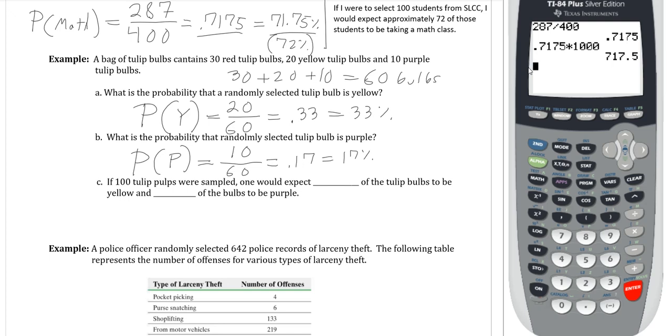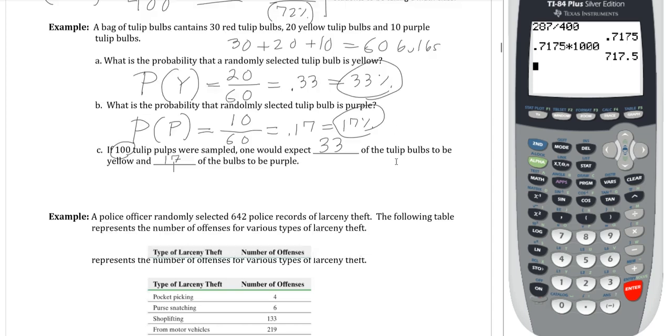Then if I were to try to interpret this, I'd say, all right, if 100 tulip bulbs are sampled, notice we use 100 again, I'd expect about blank of them to be yellow. Well, based on my percentage, I'd expect 33 of those 100 to be yellow, and I'd expect, based on my percentage for purple, 17 of those 100 tulip bulbs to be purple. And that's it. Nice and easy so far, just basic probabilities.